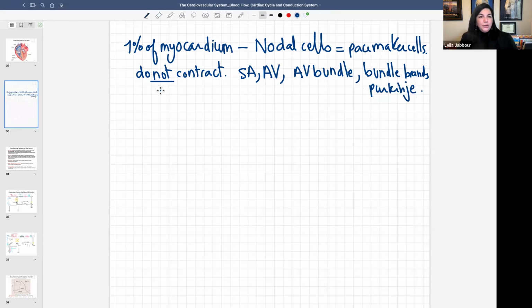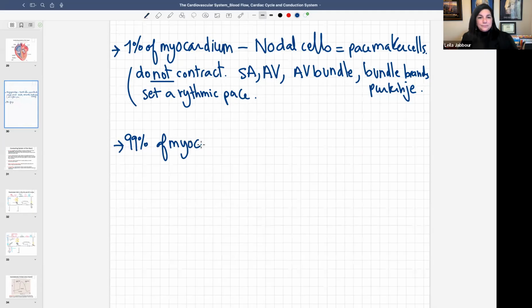They're the ones that set a rhythmic pace. That's what I want you to not forget. They don't contract and they set a rhythmic pace. So this is the first type of cell. The second type of cell, 99% of myocardium, are the myocytes or cardiac cells.